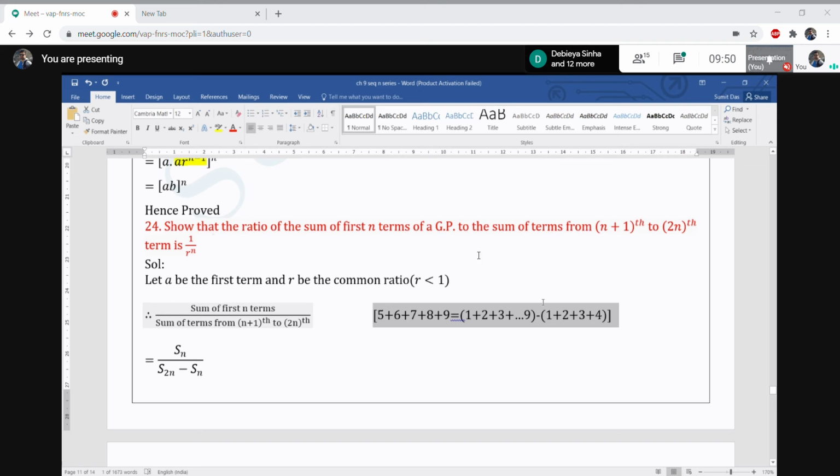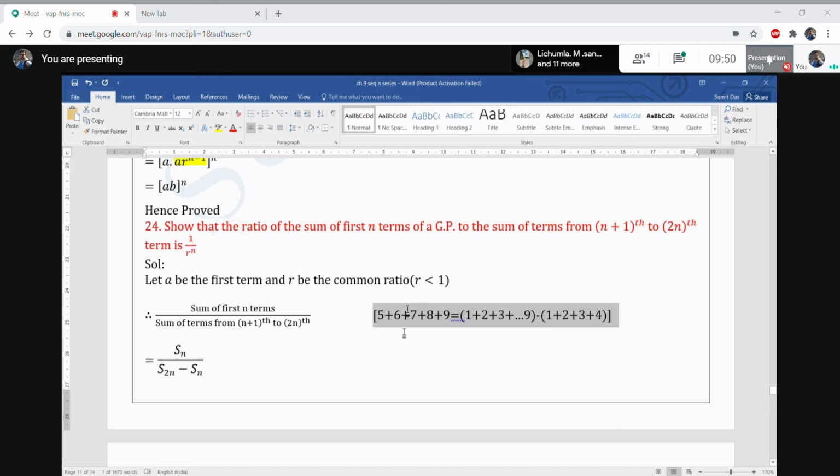We have to find the sum of 5 to 9, right? So what we can do is find the sum of 1 to 9, then subtract 1 to 4. Basically here also we have to do the same thing. We have to find the sum of n plus 1 to 2n. What I will do is find the sum of 1 to n, and then subtract it.